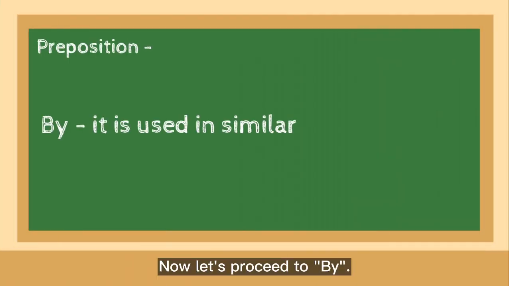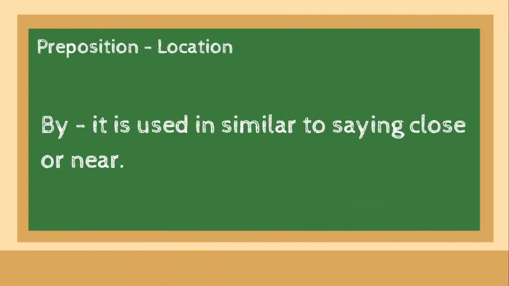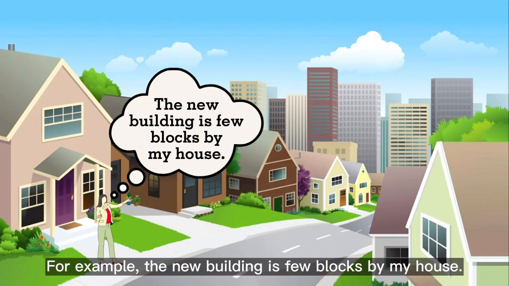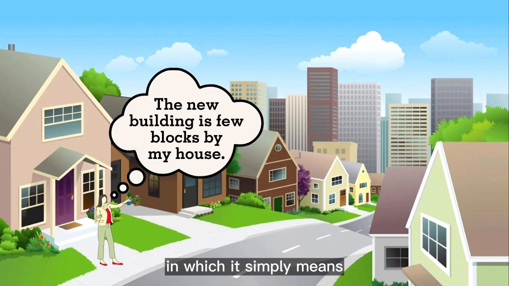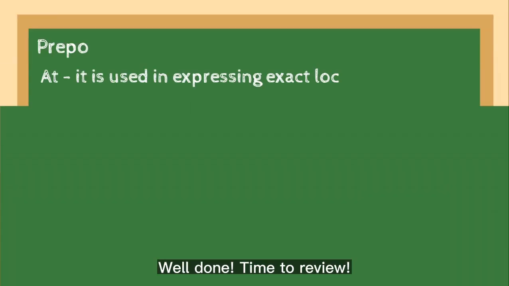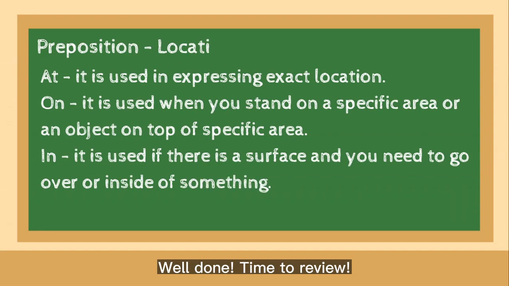Now, let's proceed to by. We use by similar to saying close or near. For example, the new building is a few blocks by my house, which simply means that the new building is near his house. Well done! Time to review.